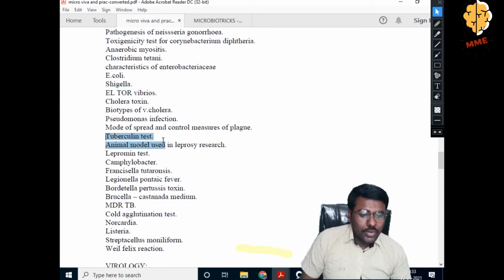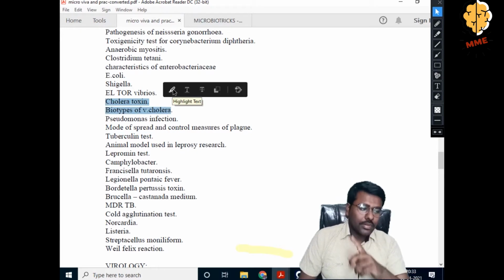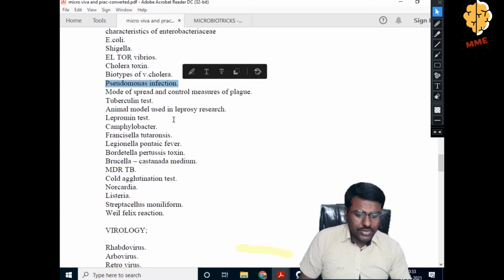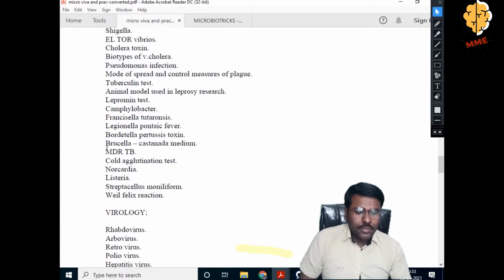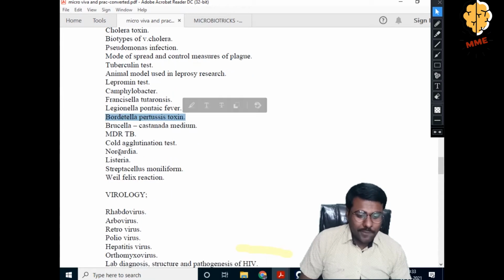Okay, the tuberculin test is very important for your practical Viva and also for the grand Viva. Okay, then the cholera toxin and biotypes of Vibrio cholerae are very important. Pseudomonas infection is a commonly asked question. Now coming to MDR TB, it may be asked or may not be, but you have to study the Bordetella toxins. This is very important for this year.